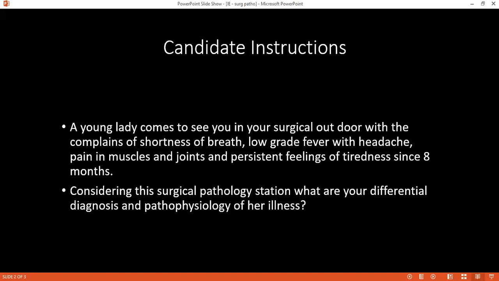Right. So if you have read and understood the surgical pathology station, kindly tell me what differential diagnoses you will consider for this patient?